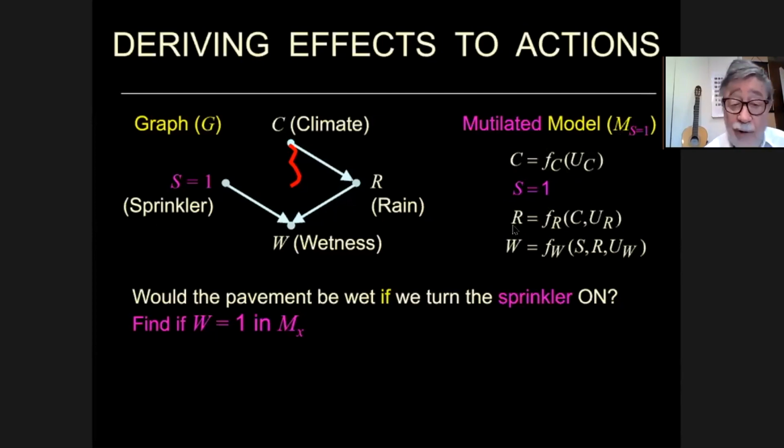Big deal, we all know how to solve equations, so we solve it. And the answer we get will be an assignment of value to W under this condition. So I call it: find if W is equal to 1. That's a question, right? In a mutilated model in which we replaced the variable S by 1. It's a mutilated model which has a subscript here. Good. What else can we do?